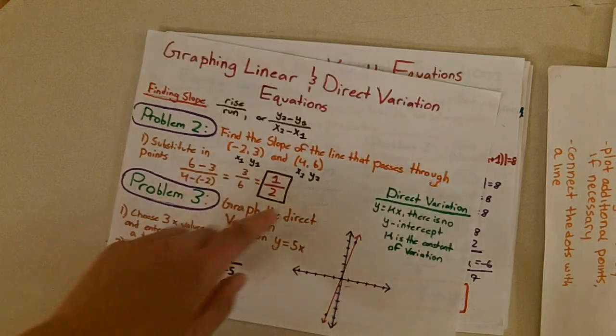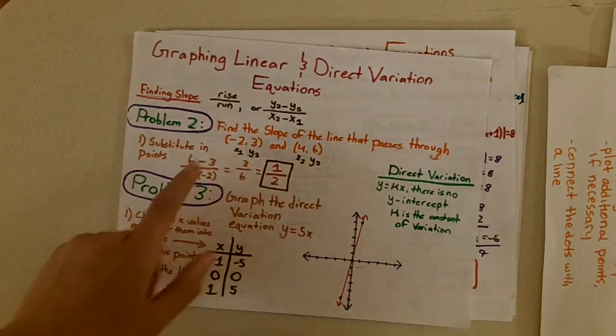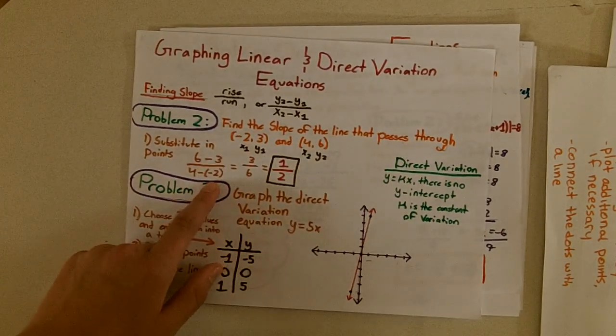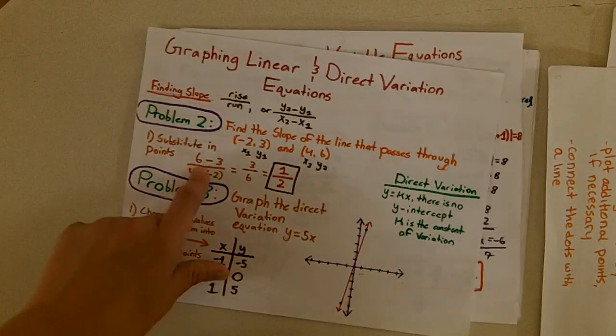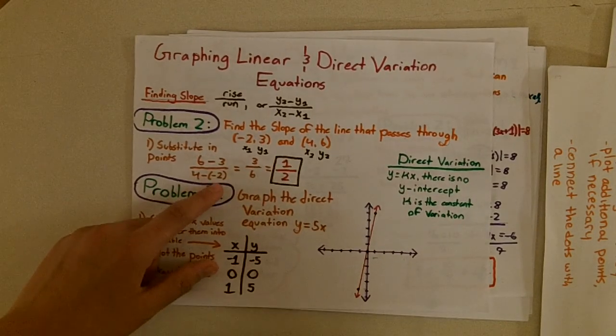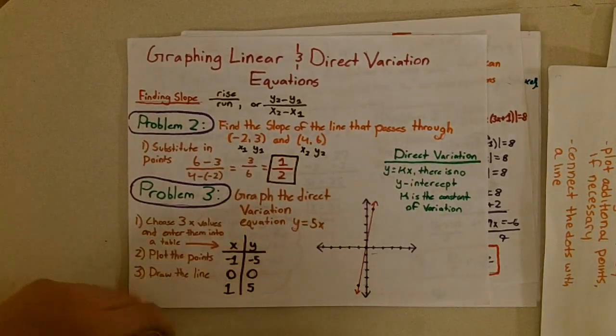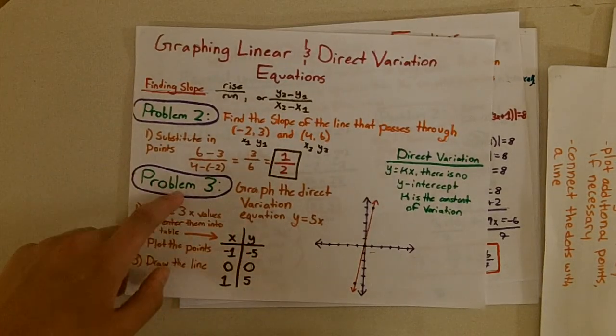Now that they're labeled, it makes it easier to plug it into the equation. As you can see, I've done that here. y2, y1, x2, x1. Next, all we have to do is simplify that out. 6 minus 3 is 3. 4 minus the -2, which is also 4 plus 2, is 6. 3 divided by 6 is 1/2. That's our solution.